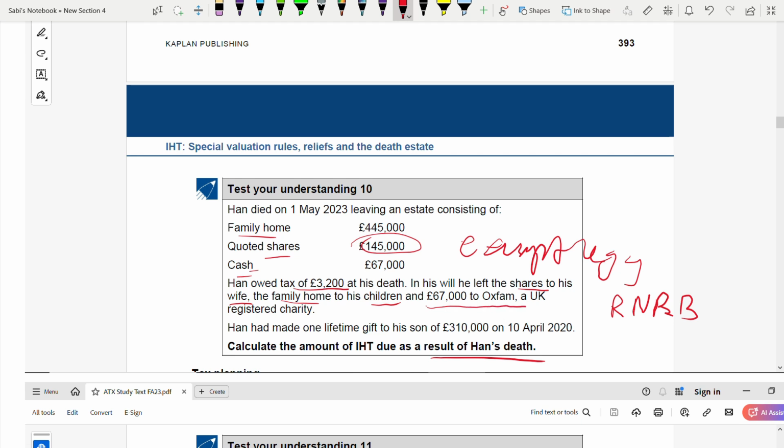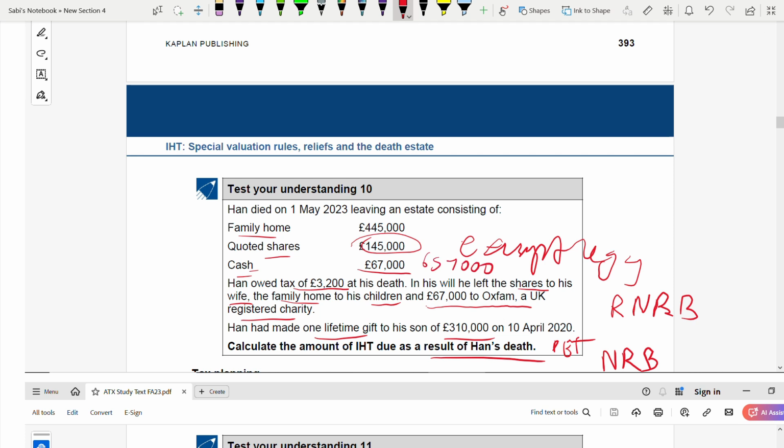And 67,000 to Oxfam, a UK registered charity. He made one lifetime gift to his son of 310,000. That means this will utilize what? The nil rate band. And since it is to his son, it's a PET. Okay, so let us quickly add all these three: 445,000, 145,000, and 67,000. That gives 657,000.